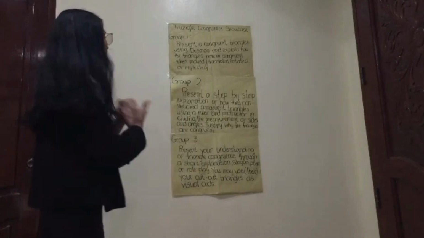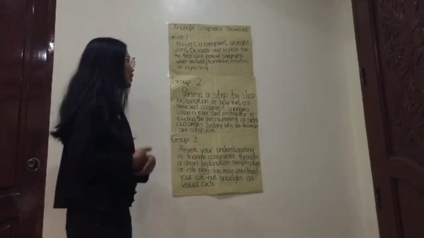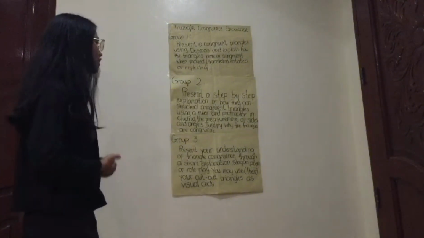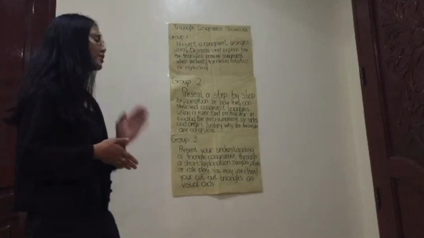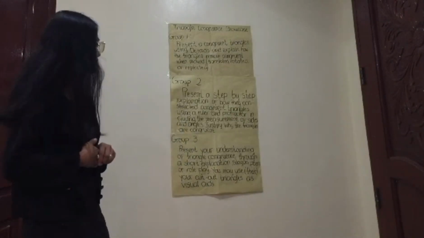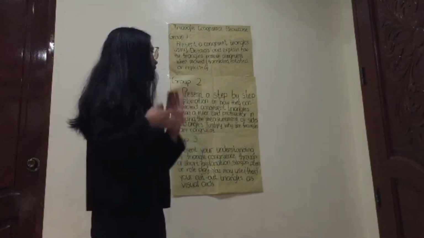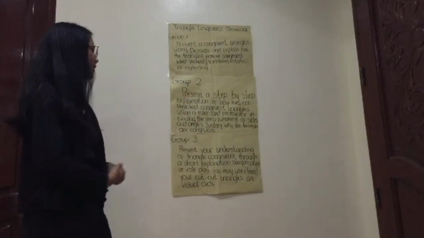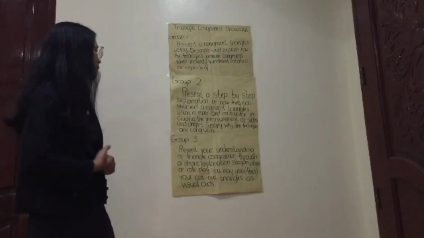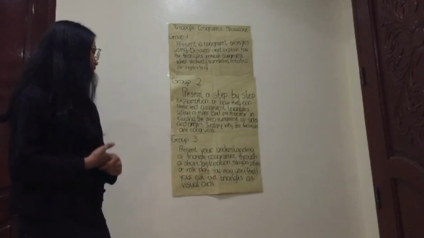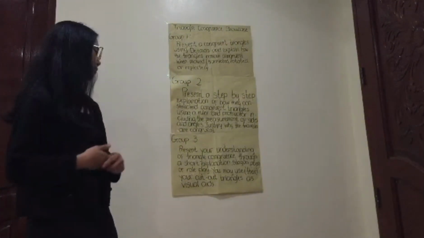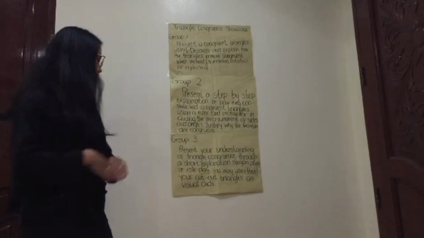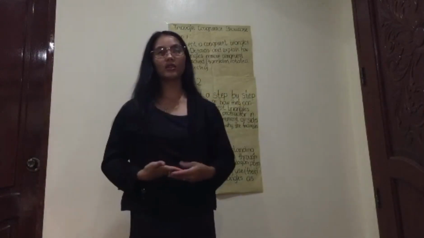None, ma'am. Okay, so now let's proceed to group 2. You're going to present a step-by-step explanation of how you construct congruent triangles using a ruler and protractor, including the measurement of sides and angles. Then you're going to justify why the triangles are congruent. So next, lastly, for group 3, I want you to present your understanding of triangle congruence through a short explanation, slogan, poem, or role play. You may use your cut-out triangles for visual aid. It's the same as the application. All you have to do is showcase.